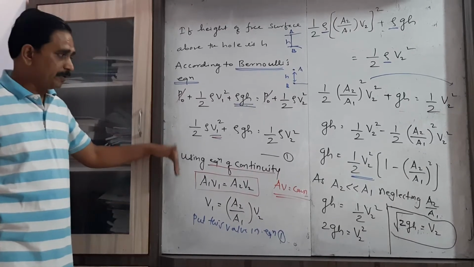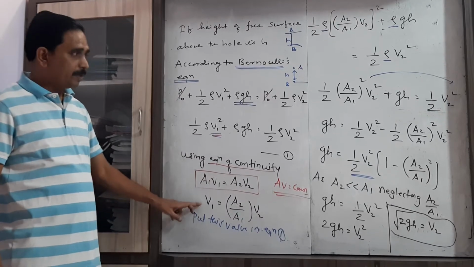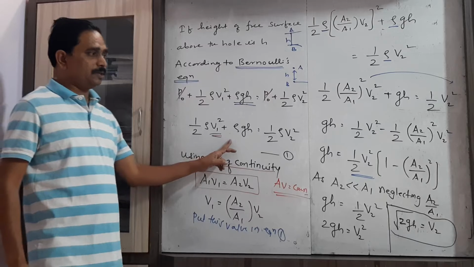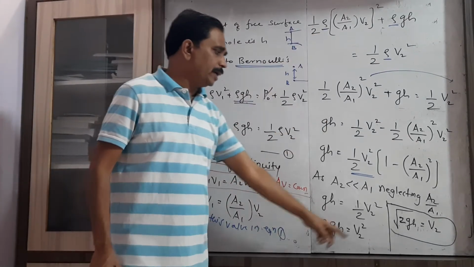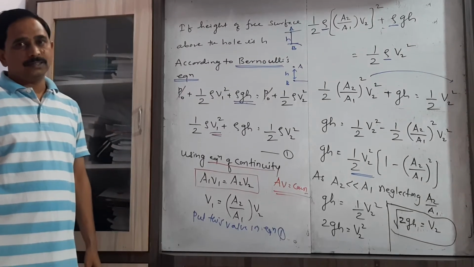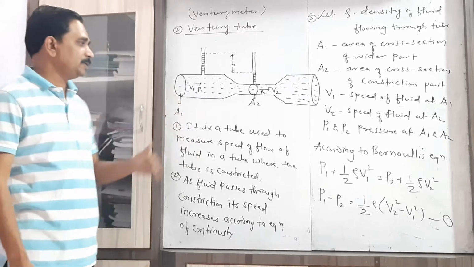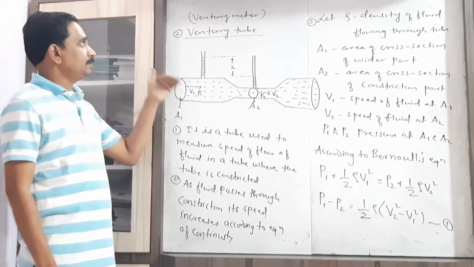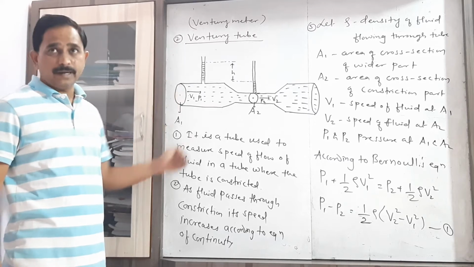Then using the equation of continuity, find the value of V1, put the value of V1 in this equation, and again solving and simplifying, we have the last step, that is V2 equal to under root of twice GH. Now let us consider the second application of Bernoulli's equation or theorem, that is the Venturi tube, which is also called the Venturi meter.